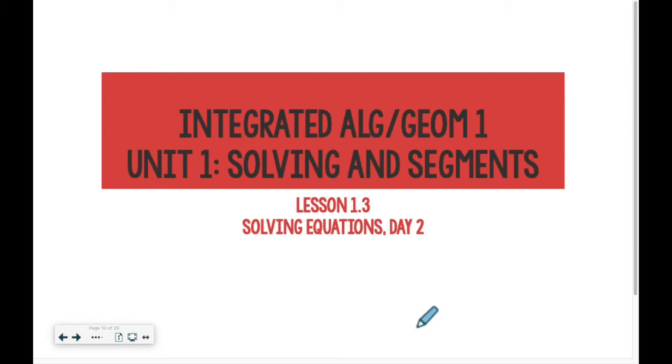Hello, this lesson is going to cover lesson 1.3, which is the second day of solving equations. In the last lesson, lesson 1.2, we started on equations. In this lesson, they're going to be one step up, one step more difficult. So let's go ahead and take a look at the lesson.